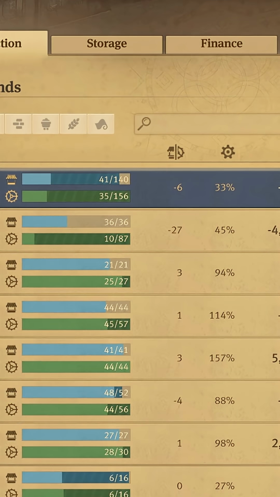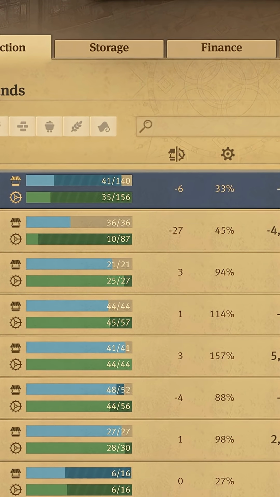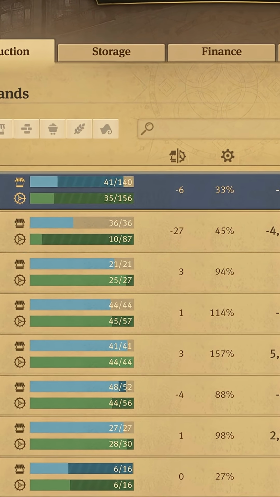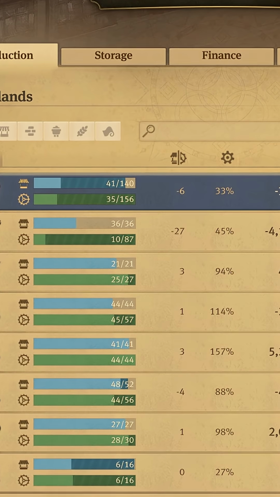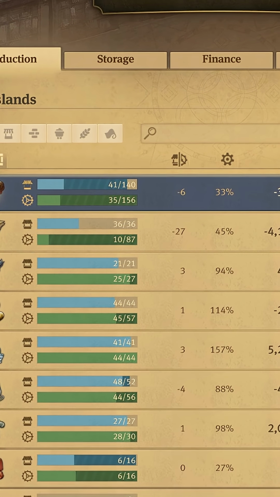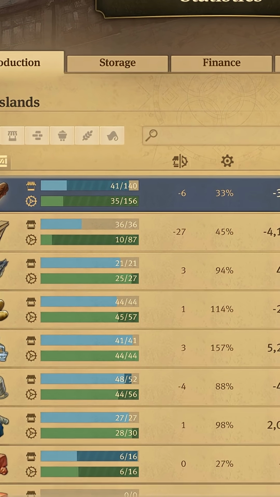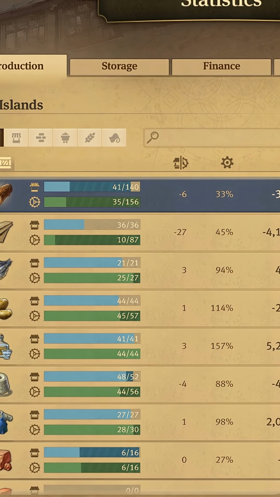The key to understanding all of this is in the statistics screen. If you're on PC, you can get there quickly by hitting Control Q, and on console, you're going to be holding down the right trigger as well as the right D-pad. Once you're in that screen, go to the Production tab.